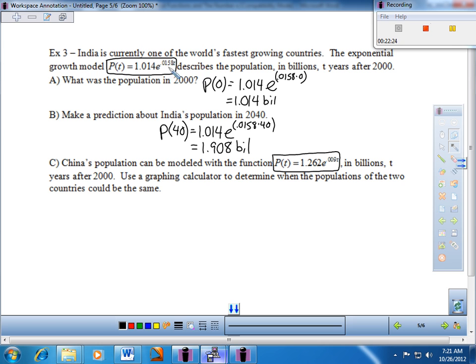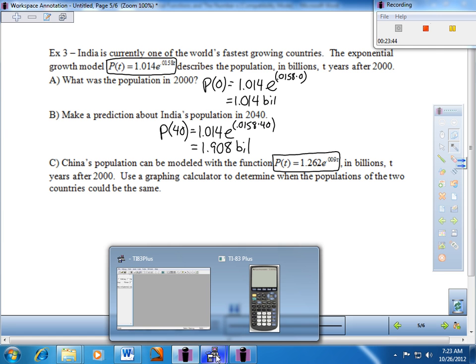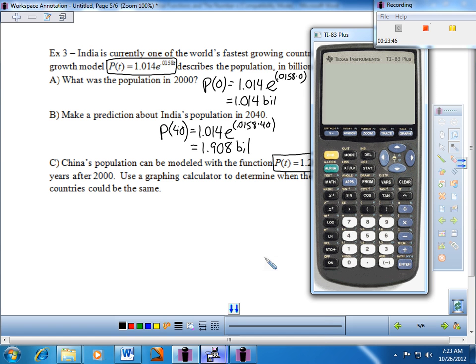And so what would that look like if we model the two together? Would the population of India eventually catch the population of China? So let's see, it just says China's population can be modeled with that function. Same deal. Use a graphing calculator to determine when the populations of the two countries could be the same. Wonderful. Well, let's graph them on the calculator there. I'm going to get both these going. So I have in that first one, let me turn this.